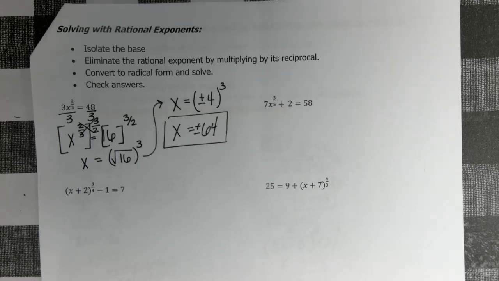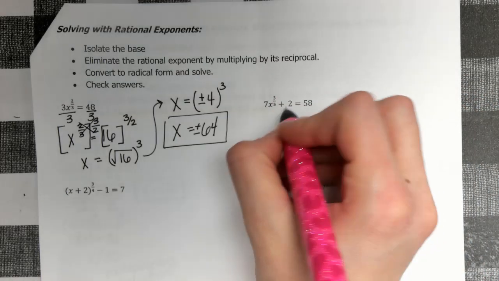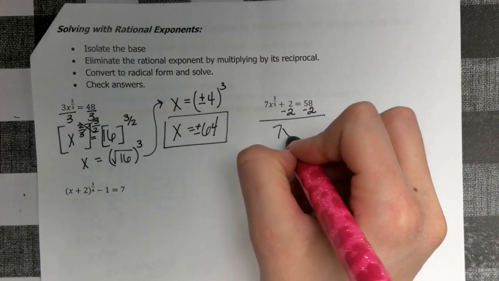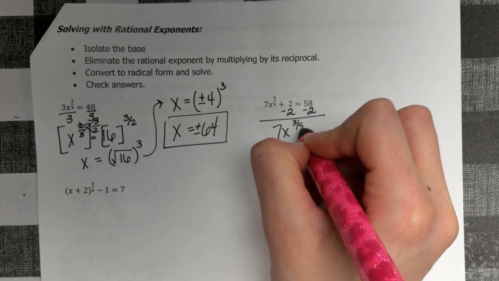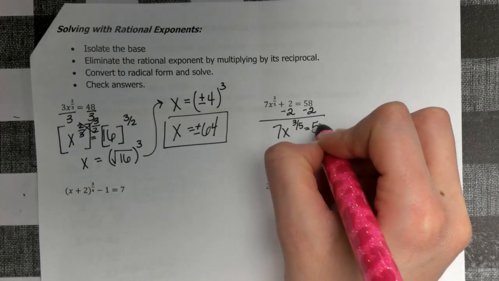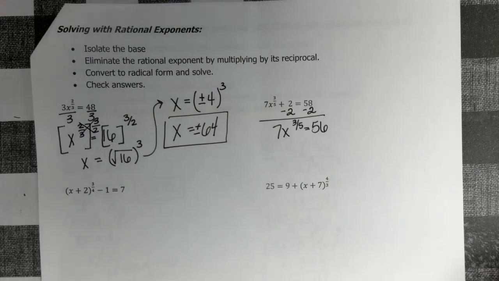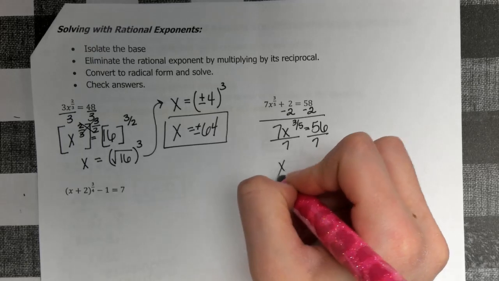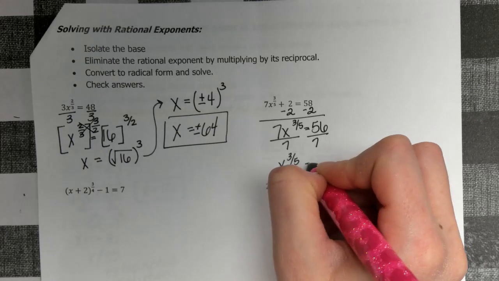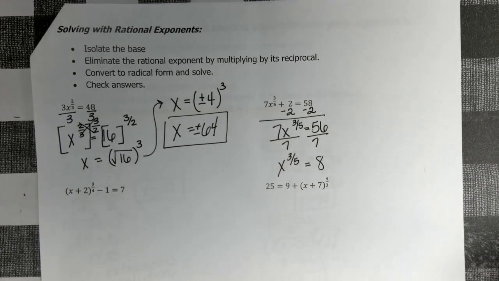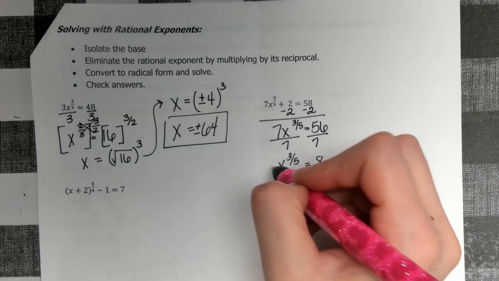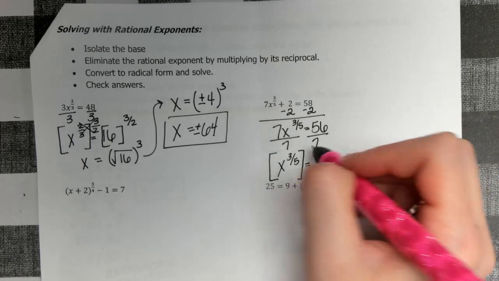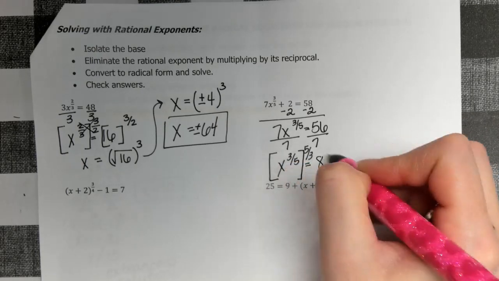7 times x to the 3/5 plus 2 equals 58. Subtract your 2. 7x to the 3/5 equals 56. Divide by 7. X to the 3/5 equals 8. Okay, I'm going to raise my left side to what power? 5/3.